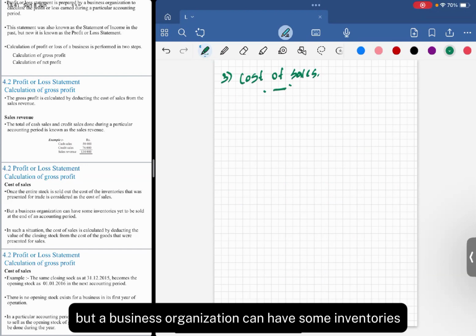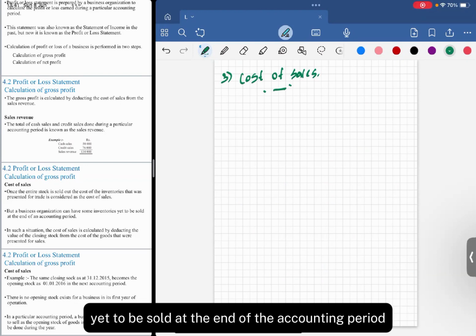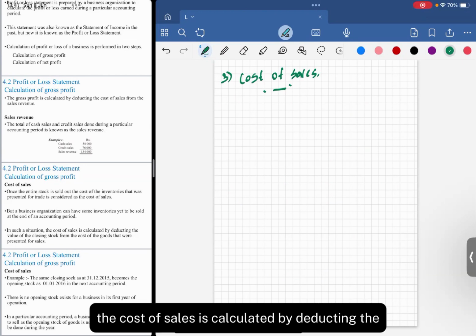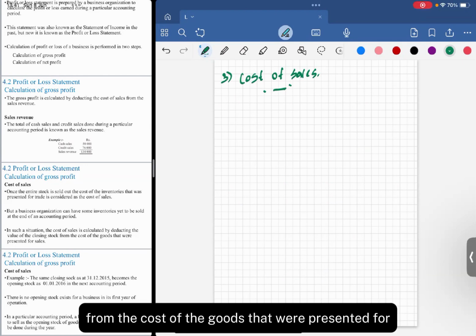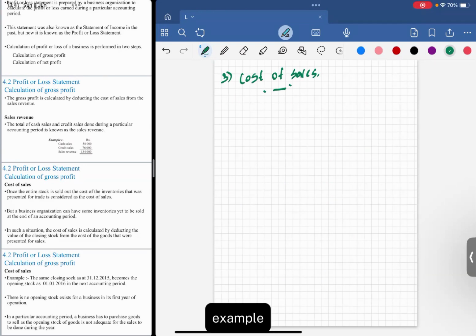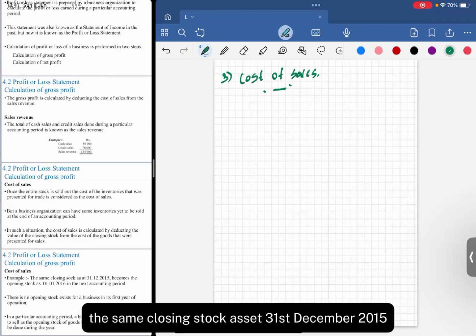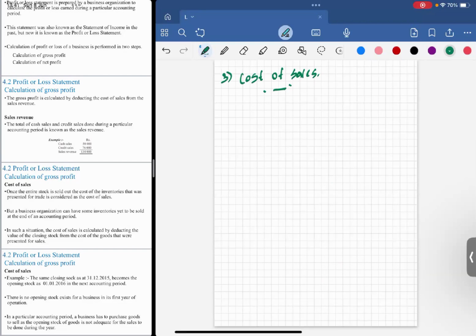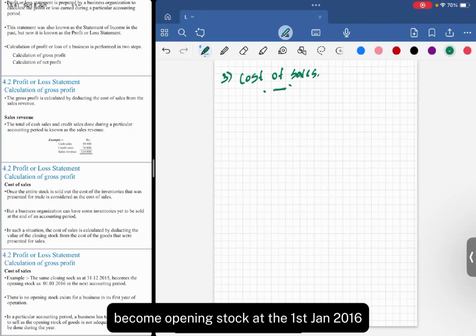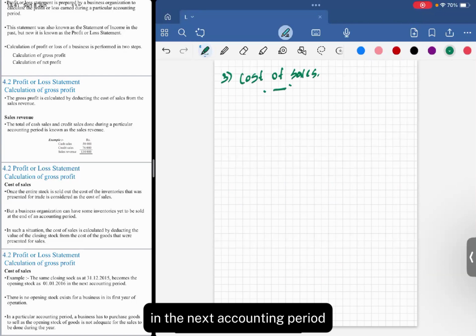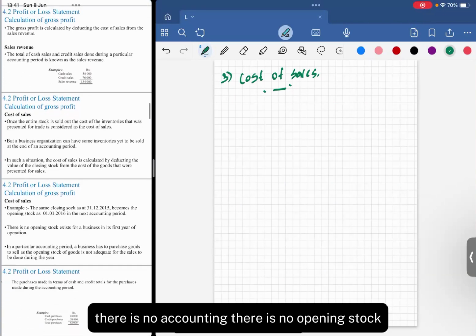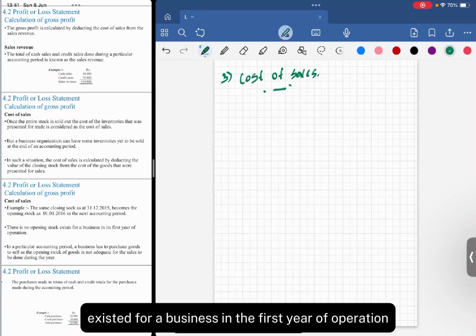But a business organization can have some inventories yet to be sold at the end of the accounting period. In such situation, the cost of sales is calculated by deducting the value of the closing stock from the cost of the goods that were presented for sales. Example, the same closing stock as at 31st December 2015 becomes opening stock at the 1st Jan 2016 in the next accounting period. There is no opening stock existed for a business in the first year of operation.